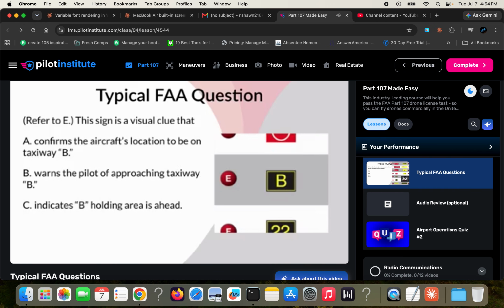Again, referring to a figure right here, refer to E. I zoomed in on E. The sign is a visual cue of what? E is telling us this is Bravo, and it's a black background. So Bravo, we know that's a taxiway, and the black background means we are on taxiway Bravo. So here answer A is confirm the aircraft's location to be on taxiway Bravo.